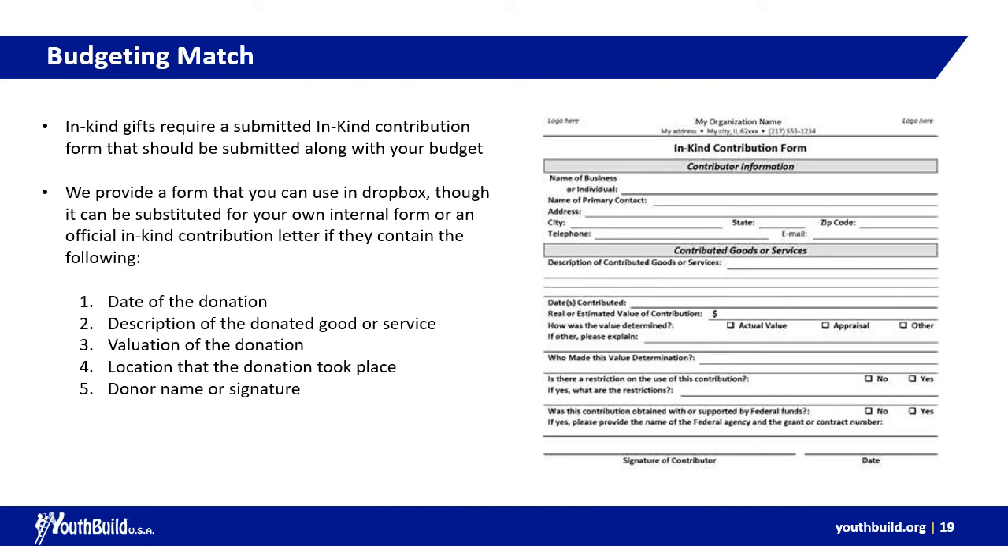Remember, all in-kind donations require an additional form of documentation. This in-kind contribution form needs to include the following: date of donation, description of the donated good or service, valuation, location of the donation, and have the donor's name and signature. YouthBuild USA provides a form for its sites to use within Dropbox. However, you may use your own internal forms or use any official in-kind donation letters that donors provide, as long as they meet this criteria.